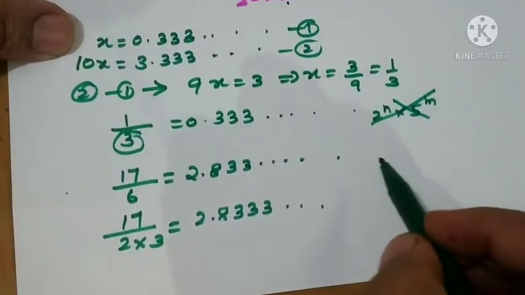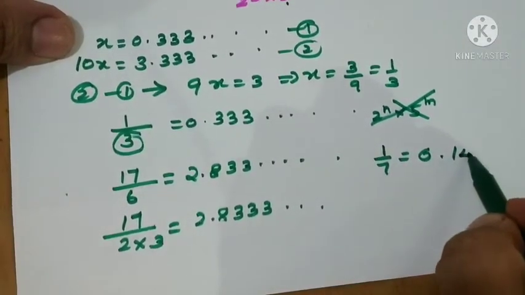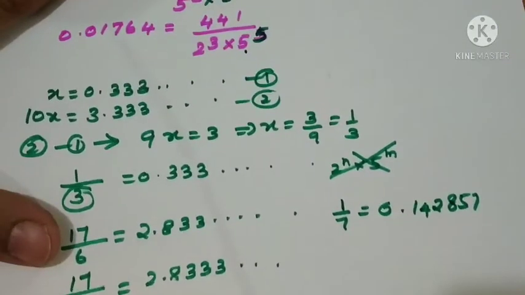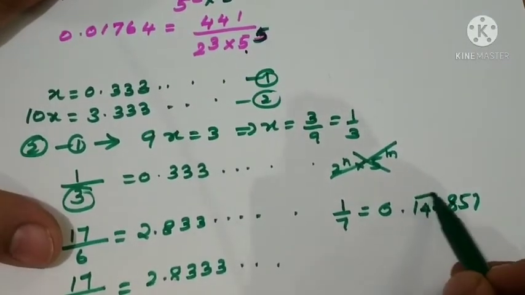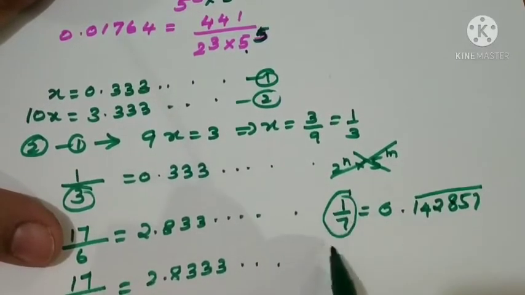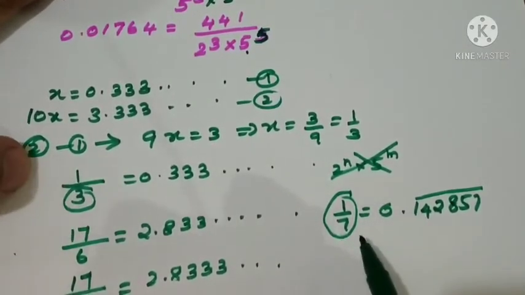Similarly, you know that 1 by 7 is 0.142857 with a bar. So this is also in p by q form. What is the denominator? The denominator is 7, which is not 2 or 5. So what is the conclusion we are making here?